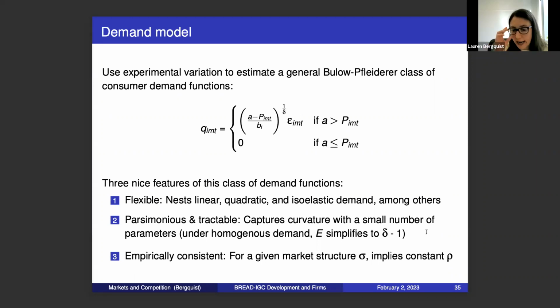The curvature we really care about, and under this class of demand functions, this delta here is going to be the really critical piece. Here that very complicated E term is going to simplify to delta minus 1. So it's going to be pretty parsimonious and much more tractable.